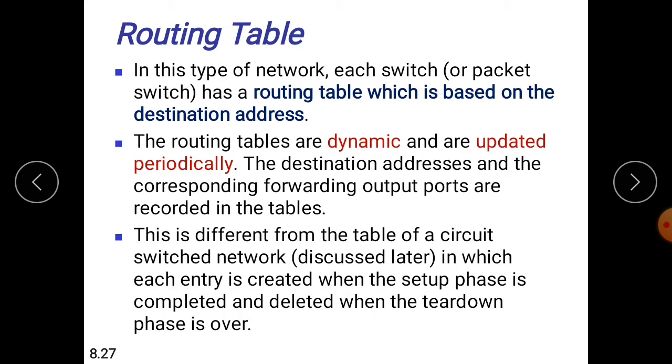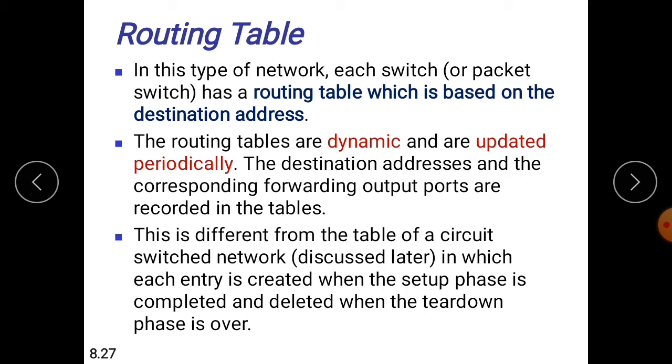So if there are no setup or teardown phases, how are the packets routed to their destination in a datagram network? So we'll see, that is using the routing table. In this type of network, each switch has a routing table which is based on destination address. These routing tables are dynamic in nature and are updated periodically.